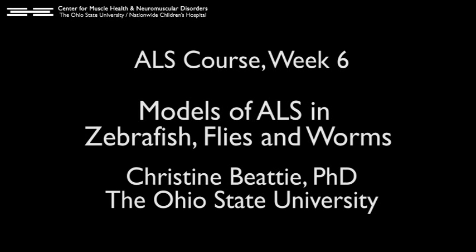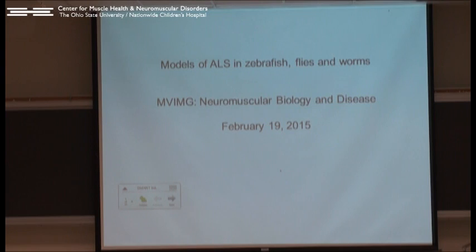So the object of today's lecture is to really give you an overview of the different model systems that you can use to study human disease, and in particular ALS. There are a lot of different examples. What I really want to do in this lecture is set up what the advantages are of each model system, particularly focusing on worms, flies, and zebrafish, because you're going to have another lecture about the mouse.